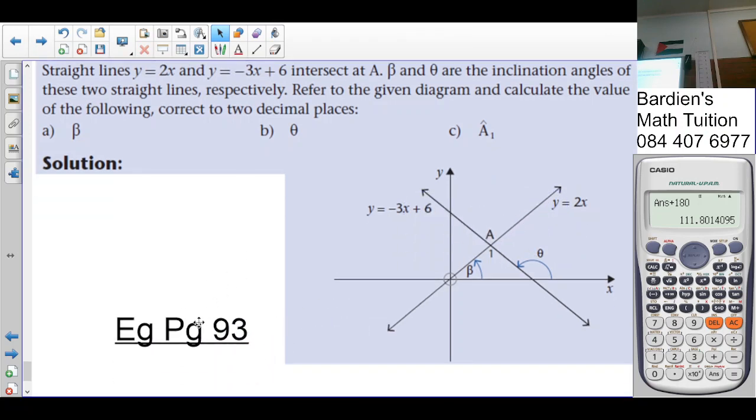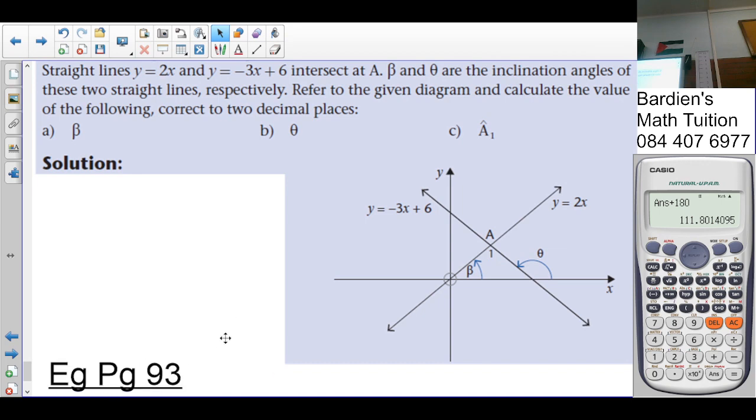A more complex example is the example on page 93. We are told the straight lines y = 2x and y = -3x + 6 intersect at A. As you can see, there's a point of intersection there. Beta and theta are the inclinations of the two straight lines respectively. So y = 2x has the angle beta, and y = -3x + 6 has the angle theta as the inclination angle. Refer to the given diagram and calculate the value of the following, correct to one decimal place.